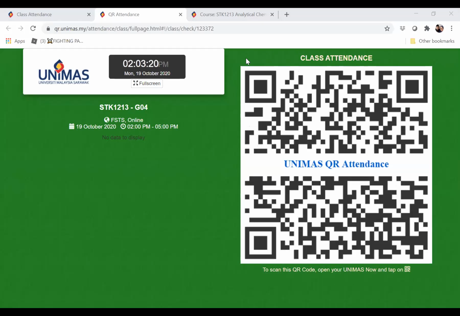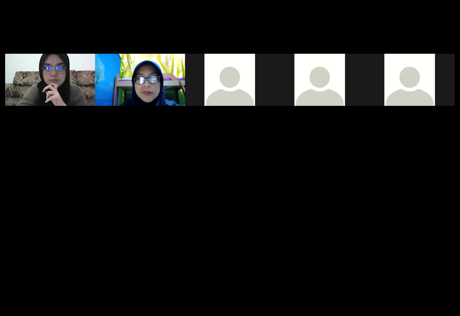Seems like no one is able to scan the QR code. I don't know what is happening with the QR. Maybe we have some problem there, but never mind. You just leave your metric number in the chat box. I will try to manually key in all the attendance later.